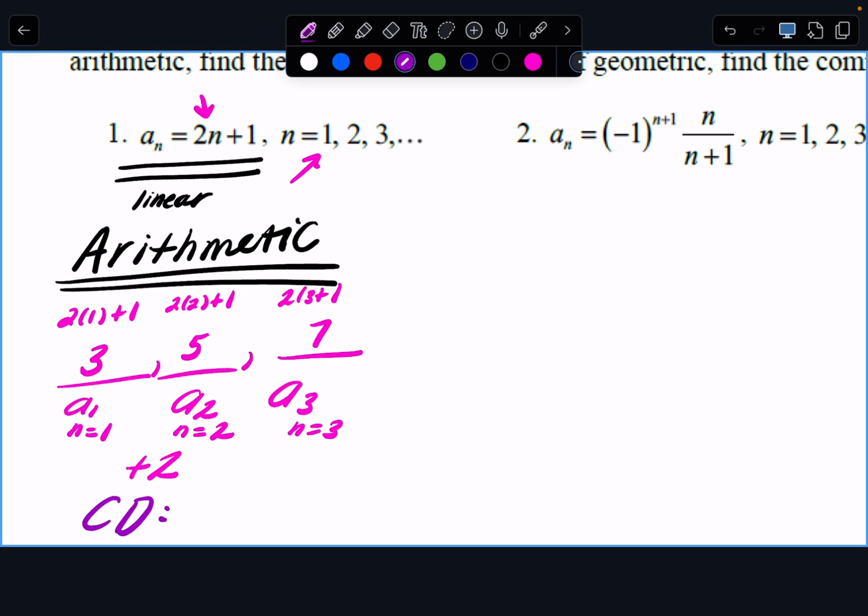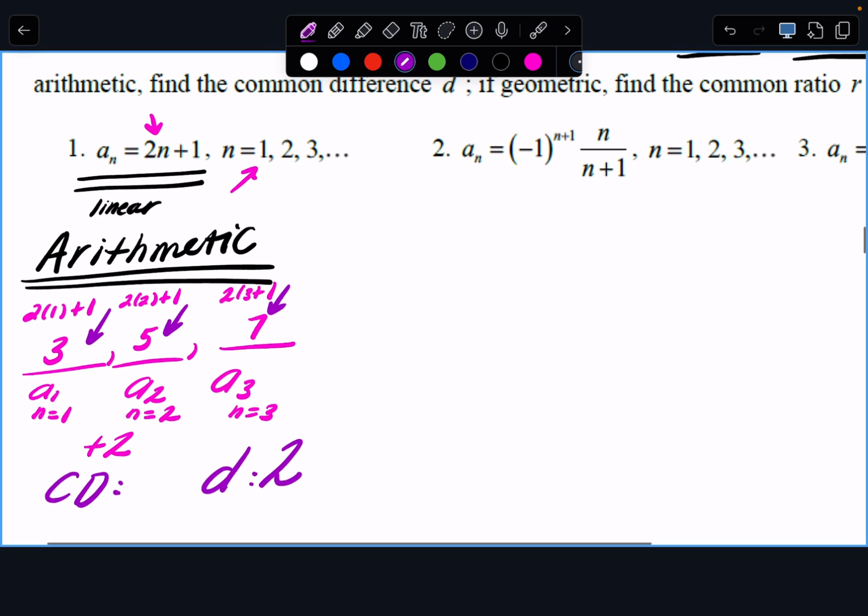Okay. Adding 2. You're right. So everybody write CD, or you can just write D. It's more common for them to just leave the C off. The common difference, meaning what you were adding forward, was 2. Do you guys agree? Yeah. Okay, good. Very good.